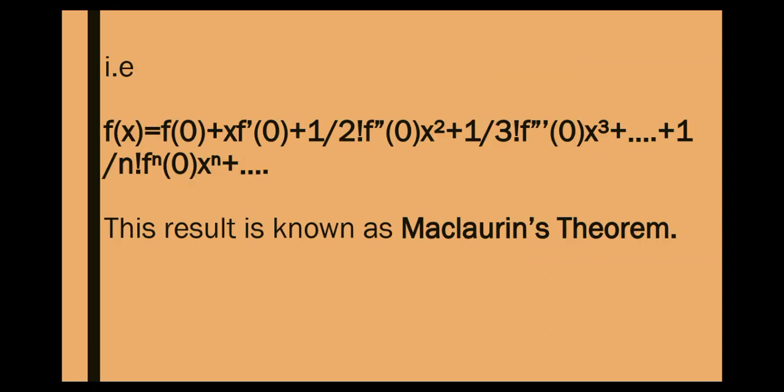That is, f of x equals f of 0 plus x into f dash of 0 plus 1 by 2 factorial f double dash of 0 into x square plus 1 by 3 factorial f triple dash of 0 into x cube plus 1 by n factorial f raised to n of 0 into x raised to n plus up to so on infinity. So friends, this is the result which is known as Maclaurin's theorem. Thank you.